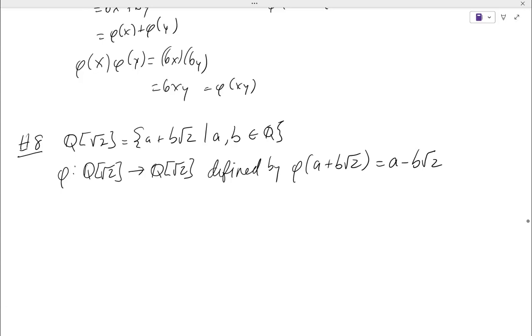Since it's going from a ring to itself, an isomorphism from a ring to itself or from a group to itself is called an automorphism. I know, more words today. So an isomorphism where the domain and codomain are the same is called an automorphism.